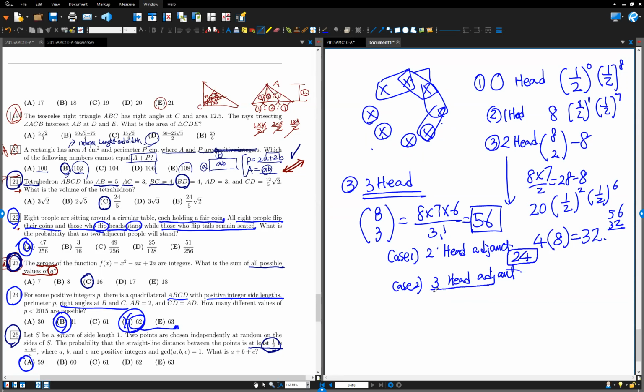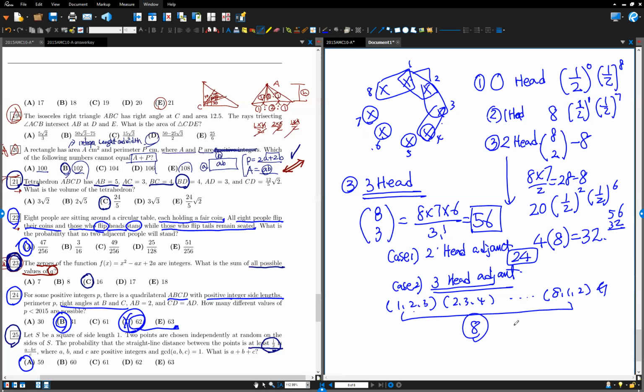But we need to take off all 3 heads in a row, adjacent. So I'm going to use some numbers here. This is 1, 2, 3, 4, 5, 6, 7, 8. The first one you can use is 1, 2, 3, straight. They are all together adjacent. 2, 3, 4. 3, 4, 5. The next is 8, 1, 2. Keep going. 1, 2, 3, same thing. That's it. How many cases? 8 different combinations, isn't it? All 3 heads adjacent. So we take off this 8 from 24. Total number is 16, isn't it?